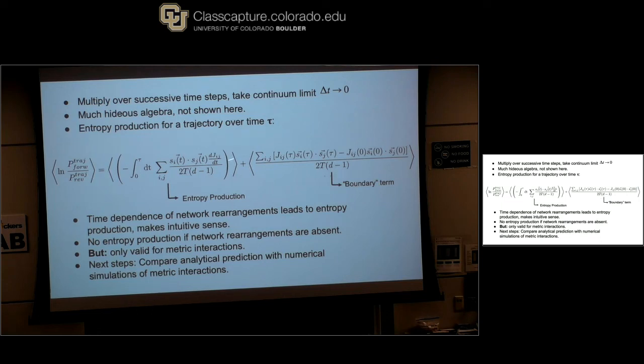Also, this is nice because it shows that if network rearrangements are absent, or the J_ij are constant, then there is no entropy production, which again is what we would expect. But there is one problem with this formula, and that is that it only works for metric interactions, because if you have topological interactions, the J_ij are not continuous, and so the time derivatives don't exist. And because it took us a while to figure all this out, we weren't really able to compare this formula with numerical simulations, but I think that's the logical next step.